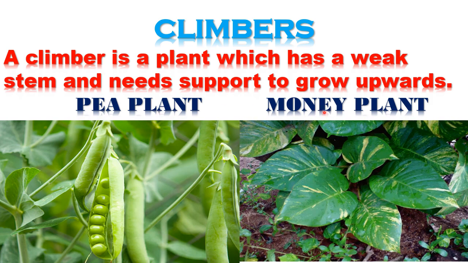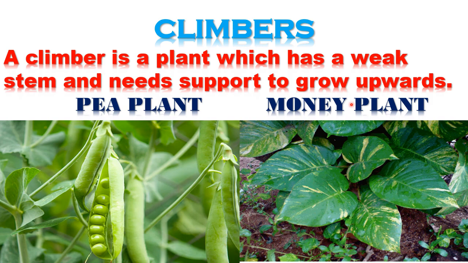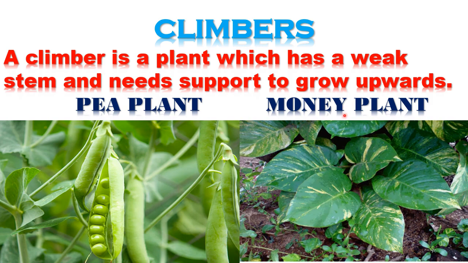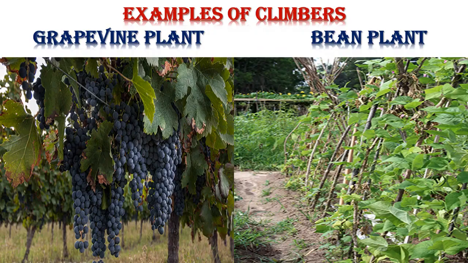So, you can tell your parents, Mama, money plant is a climber because it has a weak stem and it needs support to grow upwards. Coming to the next example, grapevine plant is also a climber and bean plant is also a climber. Can you see the support they need to grow upwards? Yes. So these are the examples of climbers.